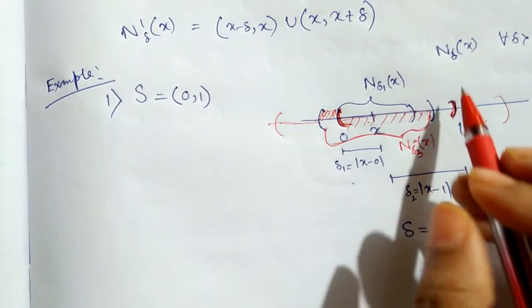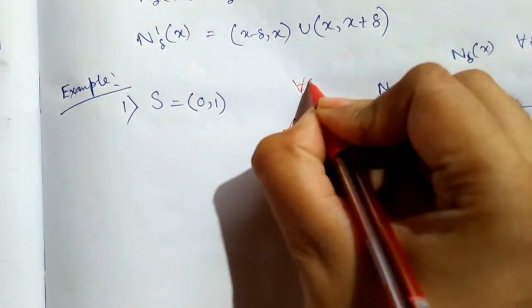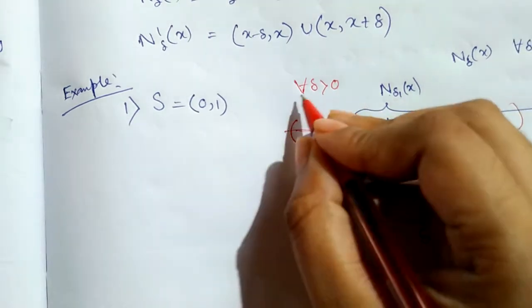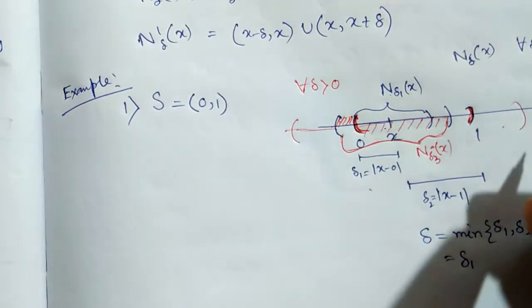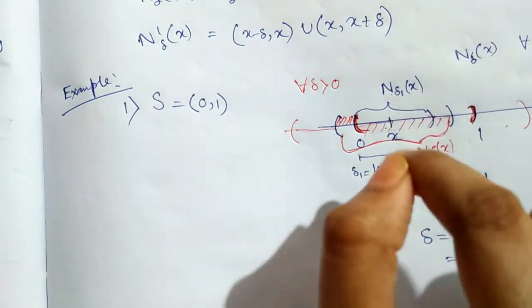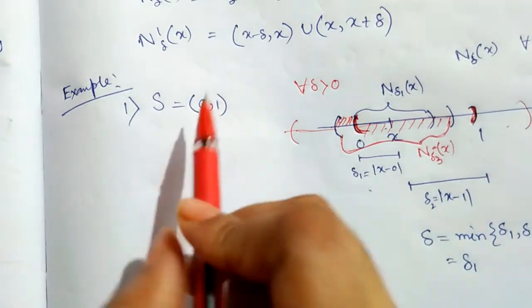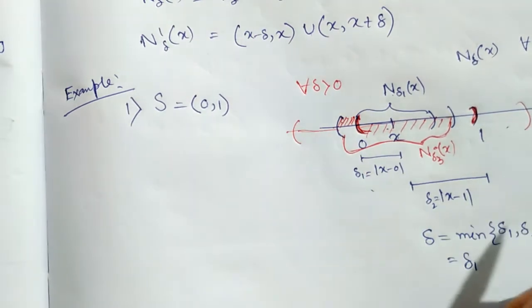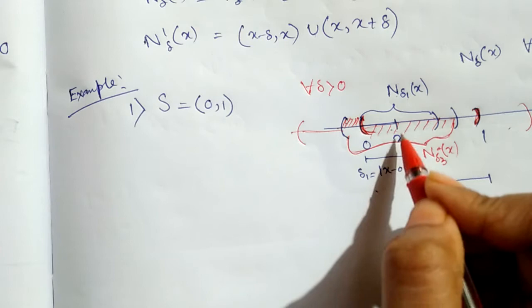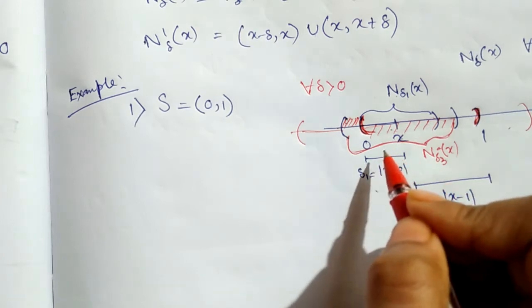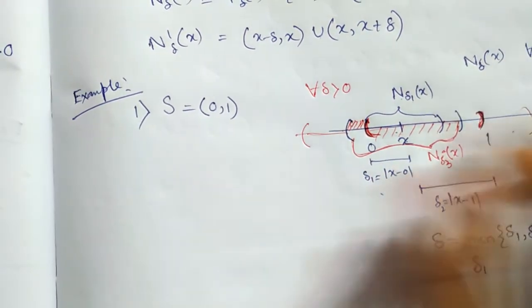So in this way, for any value of delta, every delta neighborhood of x contains a point of S other than x. So each and every member of S is a limit point of S, because x is an arbitrary point. So we have checked.